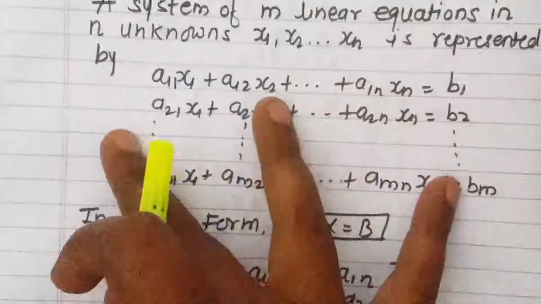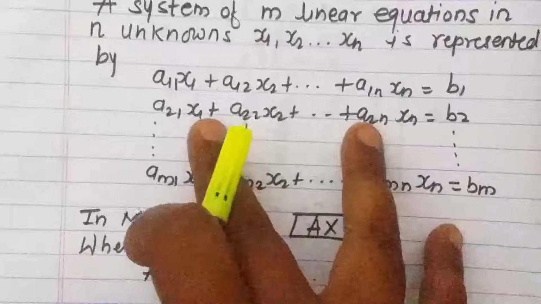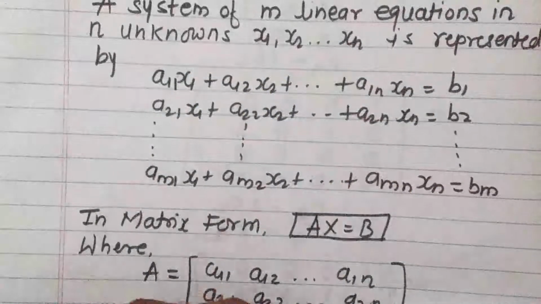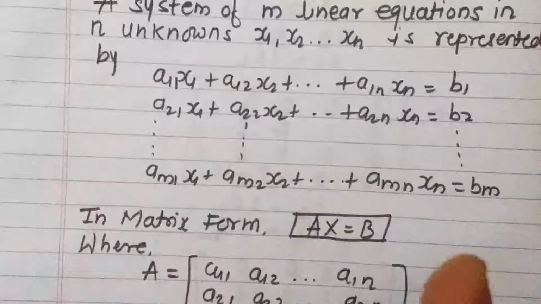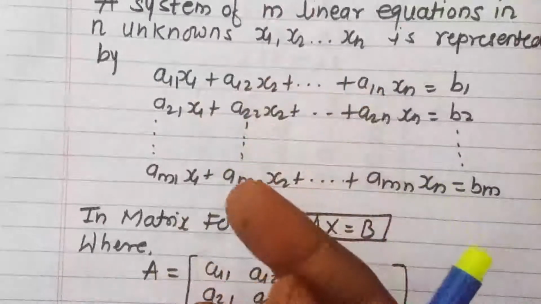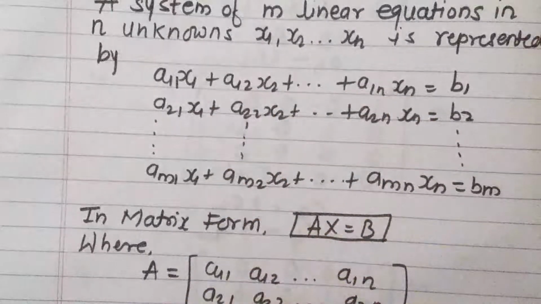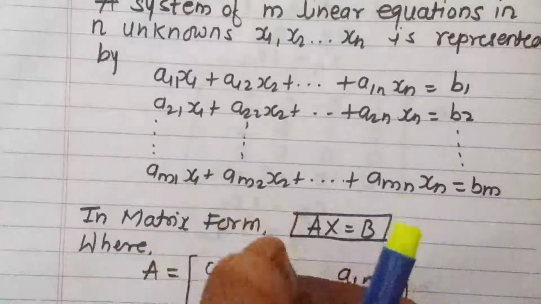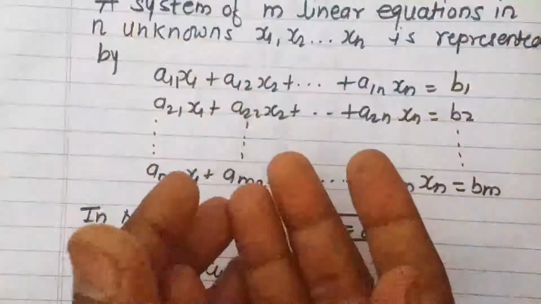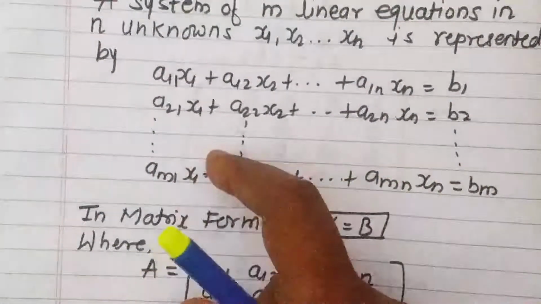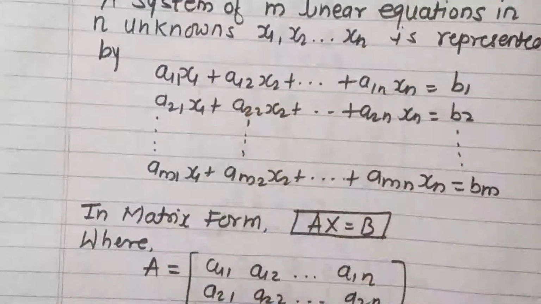Such a set of equations is called a system of m linear equations. Why are they called linear? Because all the unknowns appear in degree 1. x1, x2, xn are the unknowns of that system. Whenever they appear in degree 1, that equation is called linear, and we have a set of equations. That's why it is called a system of linear equations.